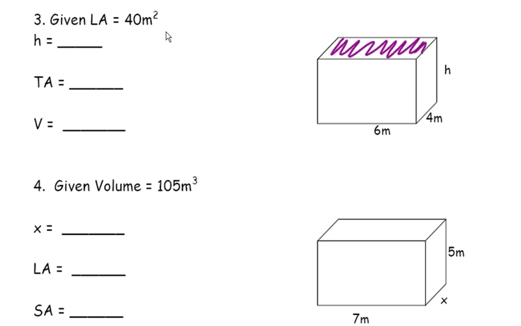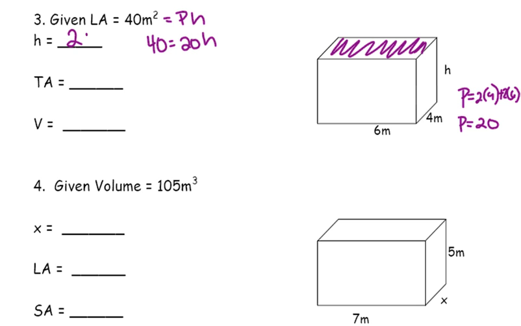So lateral area equals perimeter times the height. And the perimeter of my base is 2 times 4 plus 2 times 6. So 8, 12, 20. So my perimeter is 20. So 40 is going to equal 20 times the height. So height obviously is 2 meters.